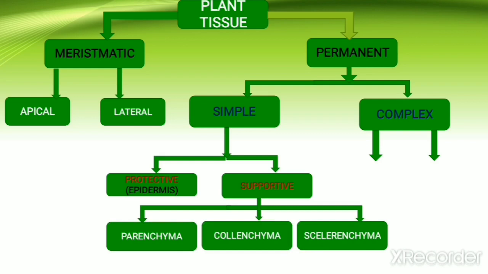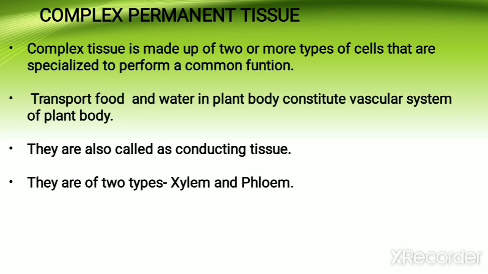And today we are going to start with the complex permanent tissue, and the two examples of complex are xylem and phloem. So let's start with the complex permanent tissue. Now, what is the main difference between complex permanent tissue and simple permanent tissue? Simple permanent tissue means all the cells have similar structure and similar function. And here in complex permanent tissue, it is made up of two or more types of cells which are specialized to form a common function. Here, different kinds of cells will combine together and perform a common function.